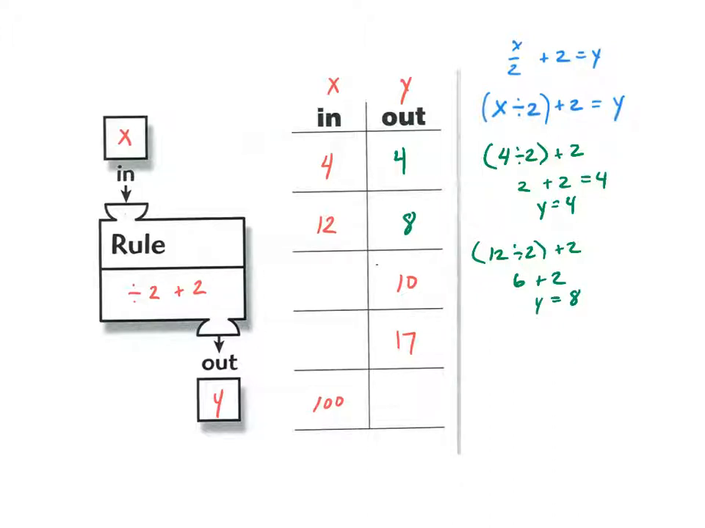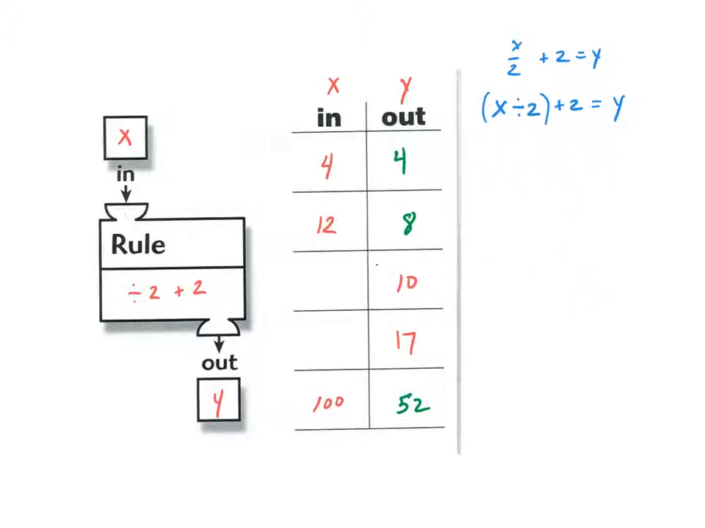And the last one is 100. 100 divided by 2 plus 2 more, that's 50 plus 2, so y equals 52. Now I'm ready to substitute the y values, the outputs, to solve for the inputs. So on my first one, I have x divided by 2 plus 2 equals 10. The first thing I need to do is subtract 2 from both sides. That leaves me with x divided by 2 equals 8. So the inverse of division is multiplication. So if I do 8 times 2, x equals 16.